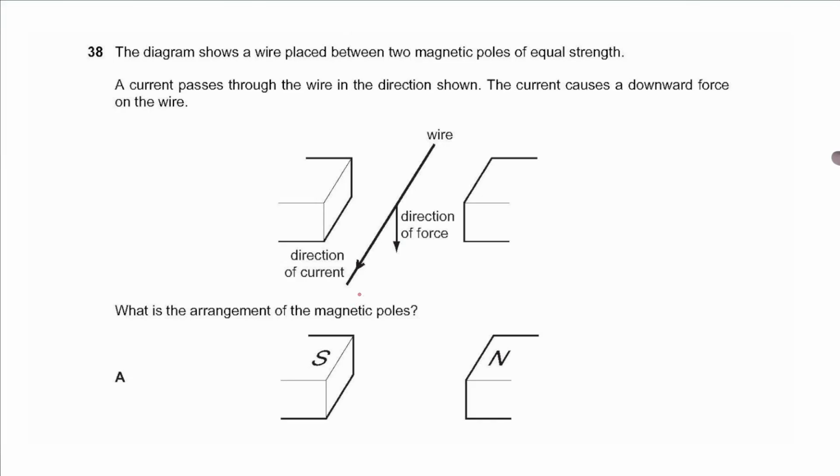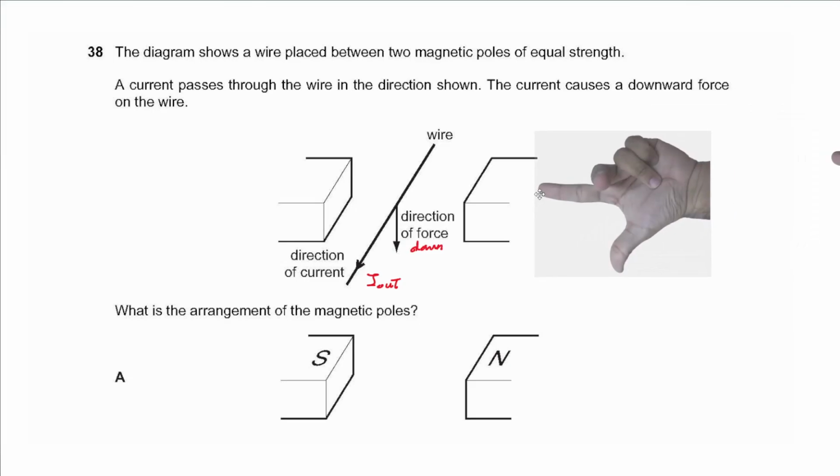So we have the current here out of the page and we have the force, or the motion, downwards. Using Fleming's left-hand rule, we say if the thumb is downwards with the motion and the middle finger is pointing out of the page with the direction of the current, the index finger will be pointing to the left, which means this is a north pole and this is a south pole. That is in the first choice here, so we choose A.